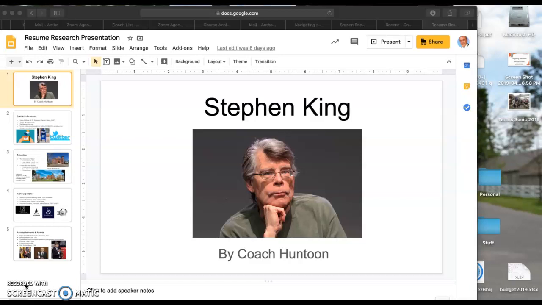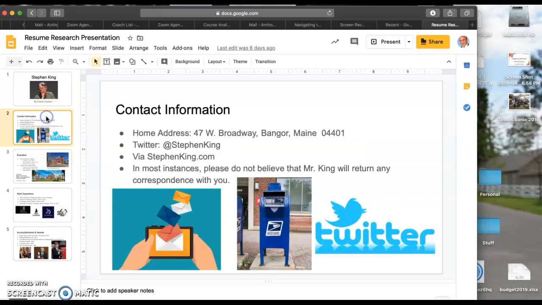Let's go ahead and talk about slide 2 then. Slide 2 is easy. It's just basic contact information. Now, as you can see on my slide, I actually was able to find the address of Stephen King. I did not know that his address was out there in the public sphere. I was a little surprised, because most of the people on our list, you're not going to be able to find their home address. And there's a reason for that, obviously.